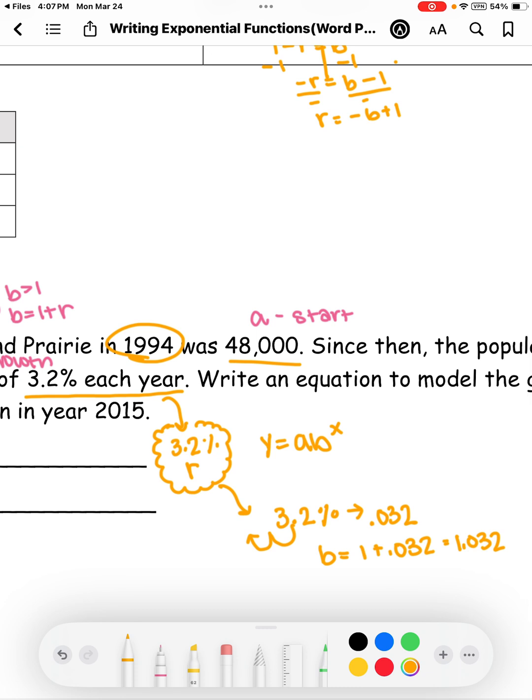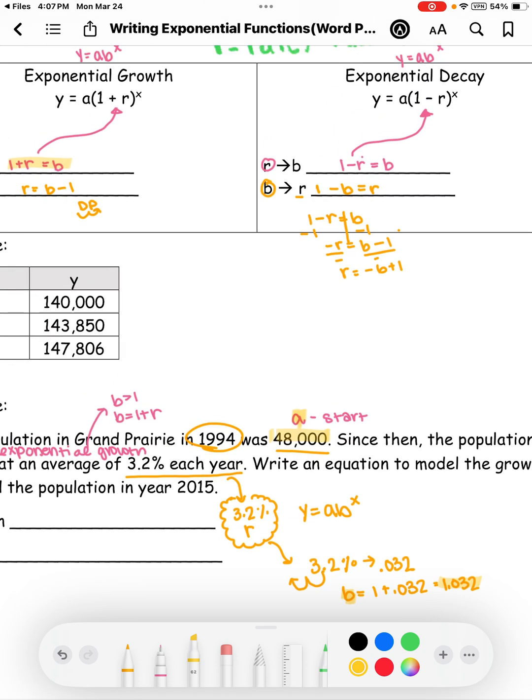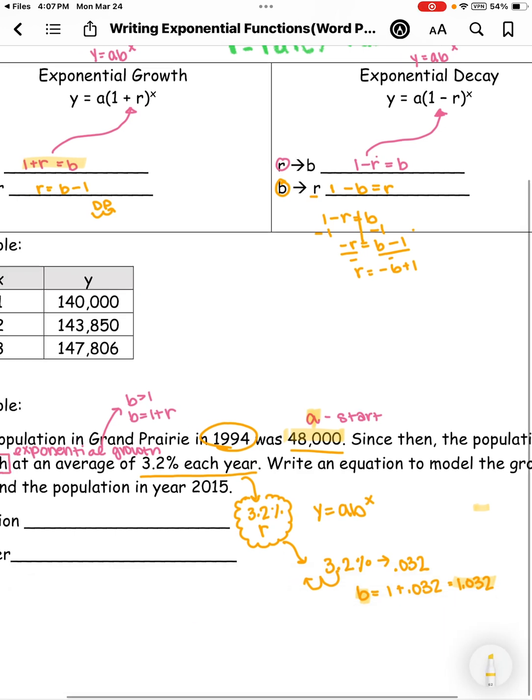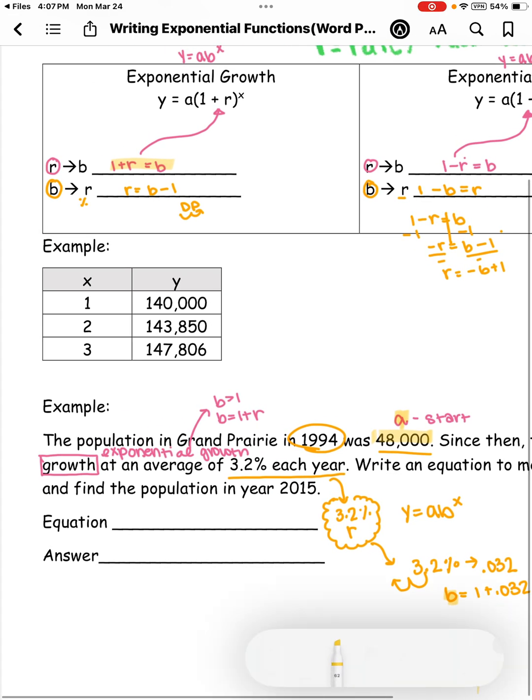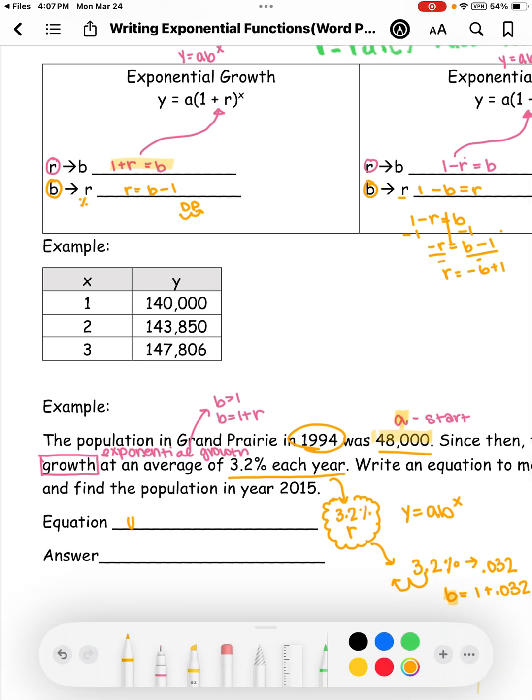So I have my b value. I have my a value. So now I can write my equation. Write an equation that models this growth. Okay. So y equals 48,000 times 1.032 to the power of x. There's my equation. Now where it says answer, it's asking you for the answer.